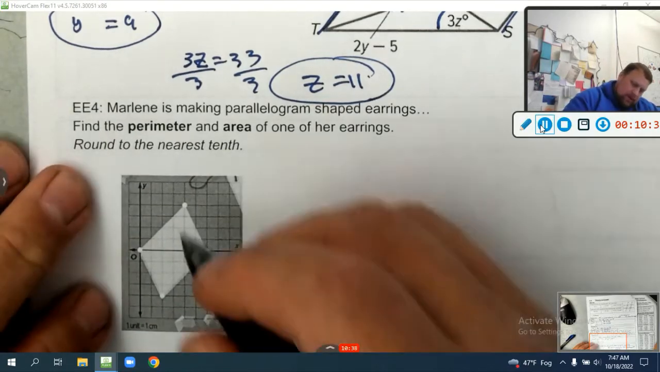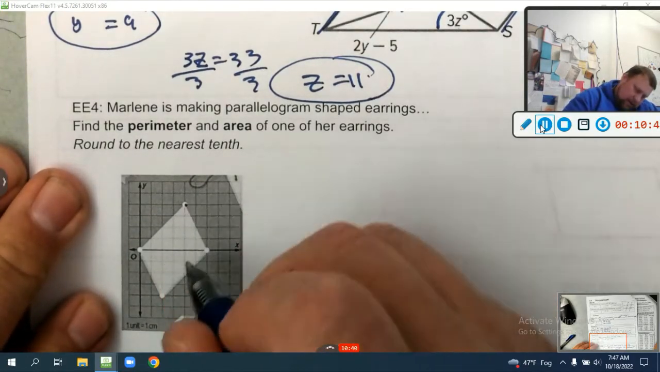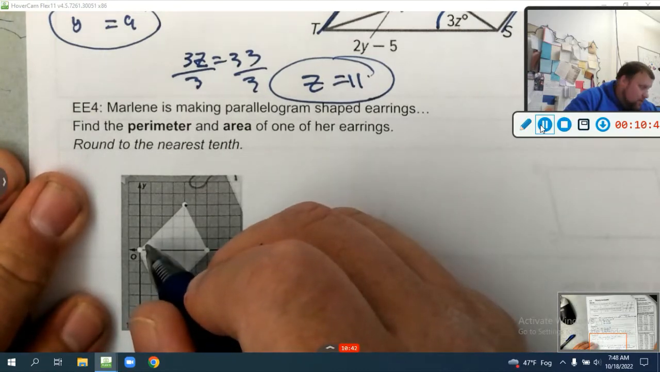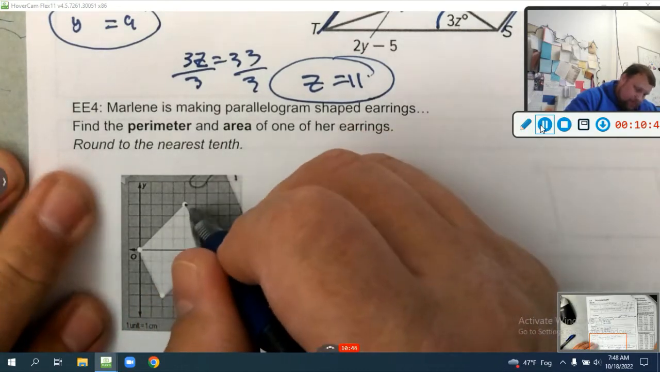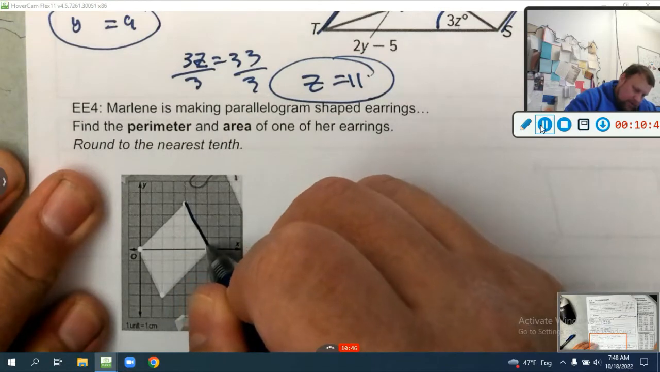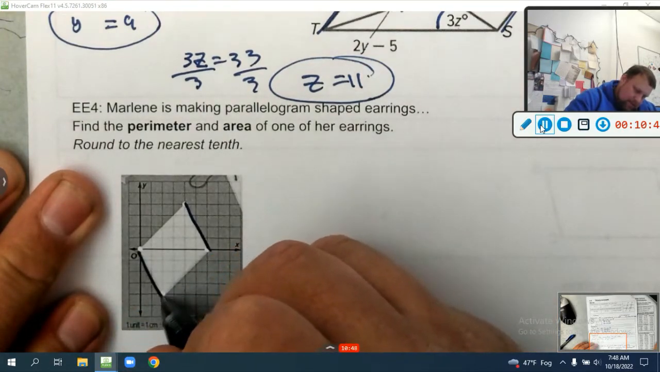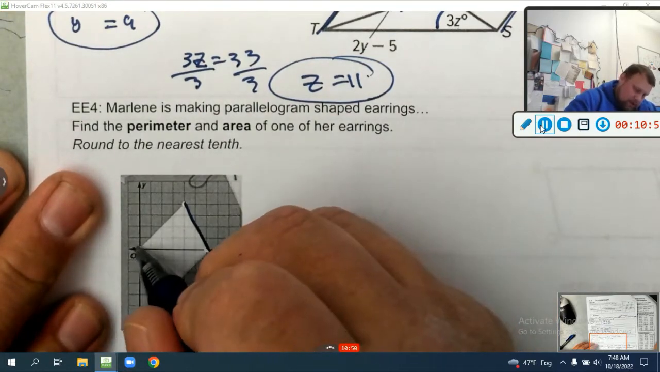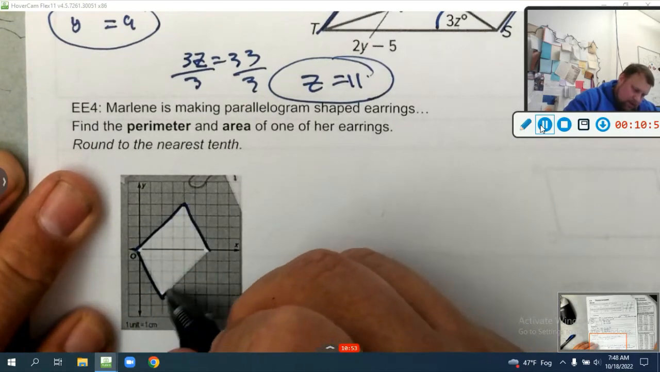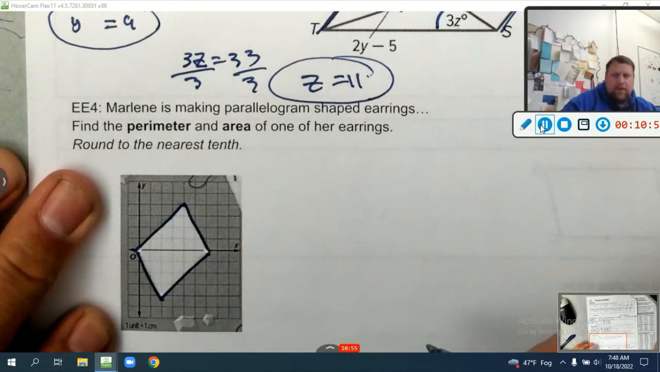So it's going to be two of these lengths, right? Because these are the same. It's almost like the widths, and two of the lengths. Okay, so we just need to find the distance around for perimeter. That's actually the heart of the problem.